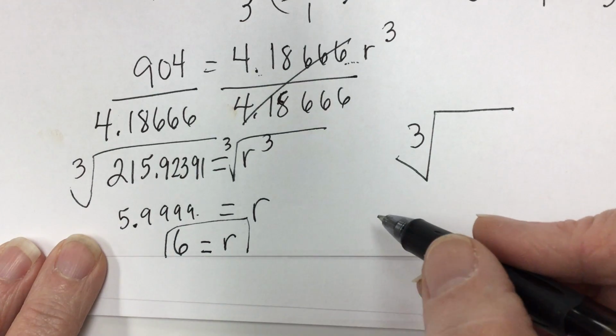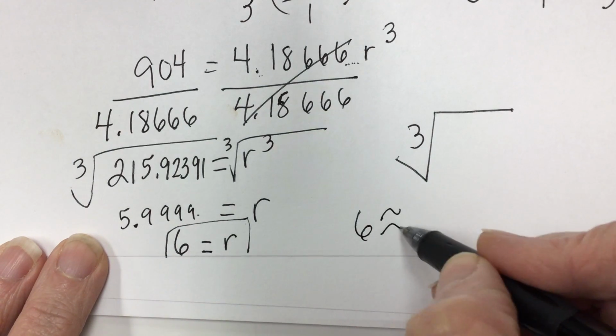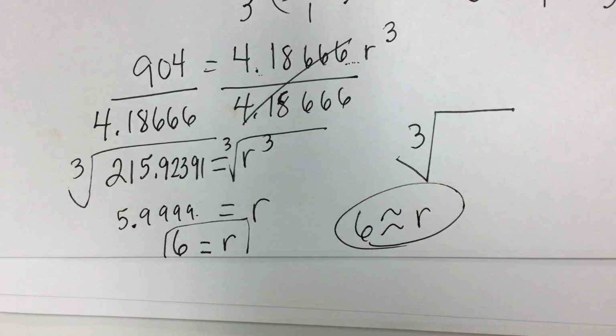You can say 6 is an approximation because we did round pi to 3.14. So the radius of this problem is about 6.